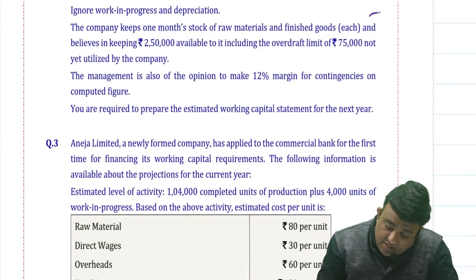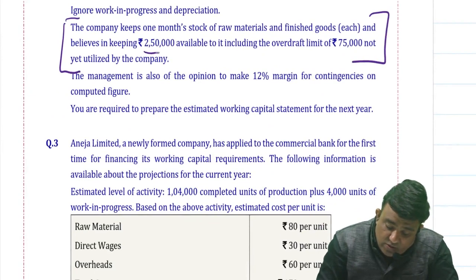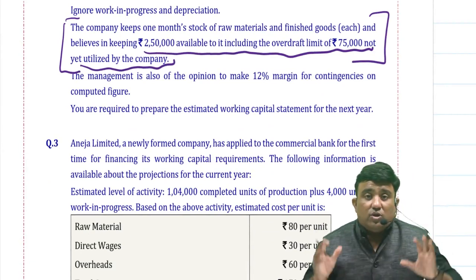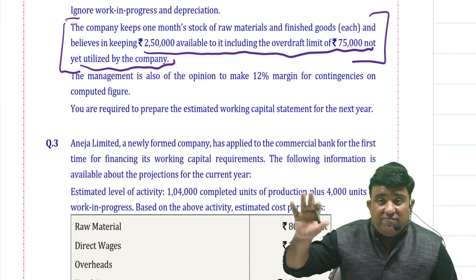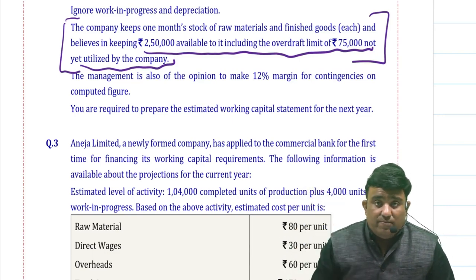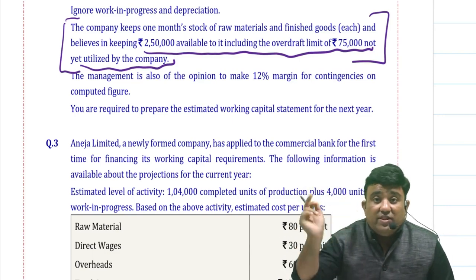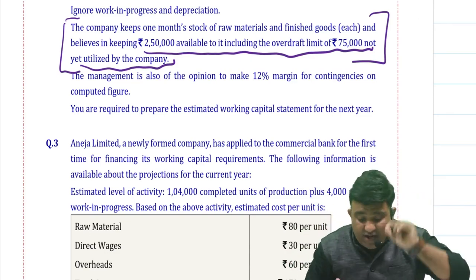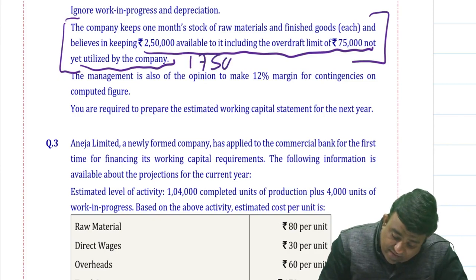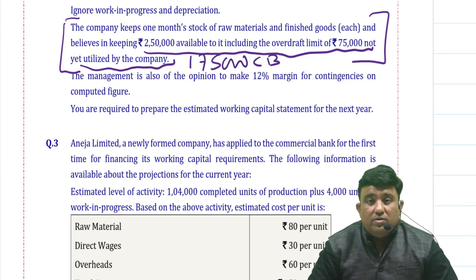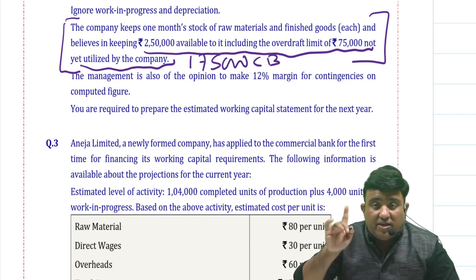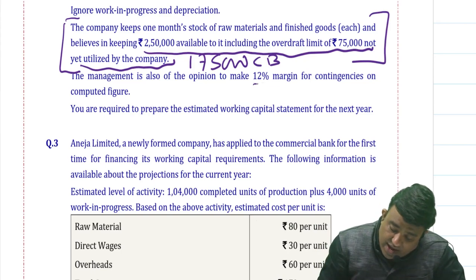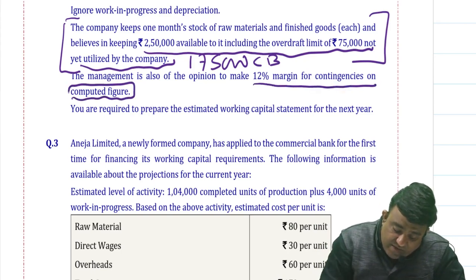And one more thing is this. Company keeps 250 available to it, including overdraft limit not yet utilized. So your approach is to keep 250 available to you. 75 bank is ready to fund you at any point of time. They have not funded. They have given you the cushion that yes, we can fund you at any point of time. So the company will keep 250 minus 75, 1,75,000 as a cash balance. The remaining 75,000, bank is going to finance you as and when the requirement is there. Clear, everyone? And 12% contingency is based on the final computed figure.